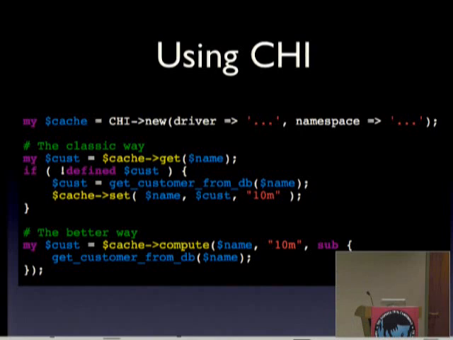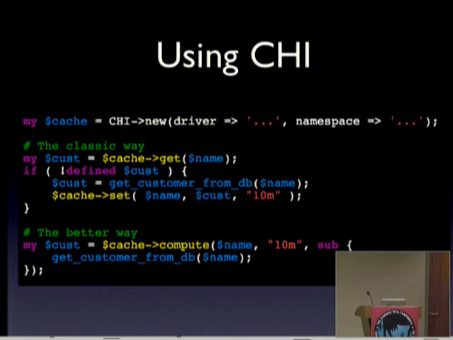There's actually a better way to do this, and Chi is one of the few modules that implements it, I think, although it might have been adopted elsewhere. And these two codes are exactly equivalent, by the way. So in this one, we say cache compute, and we give it the key, and we give it the expiration time, and then we give it a code routine to call if the cache is not there. So it's doing the same thing.